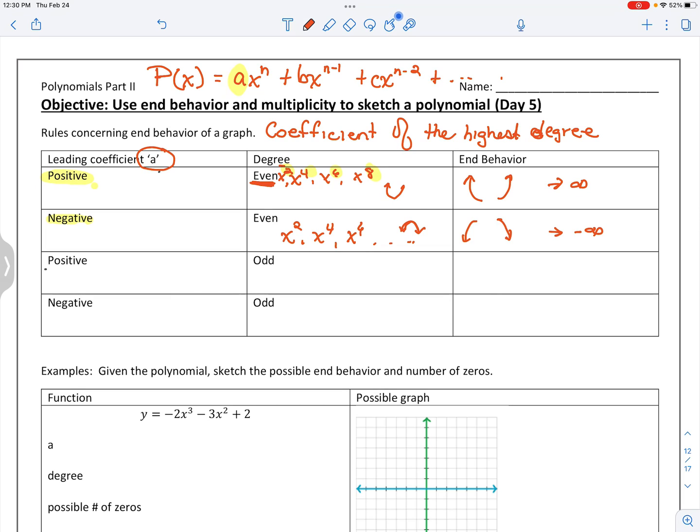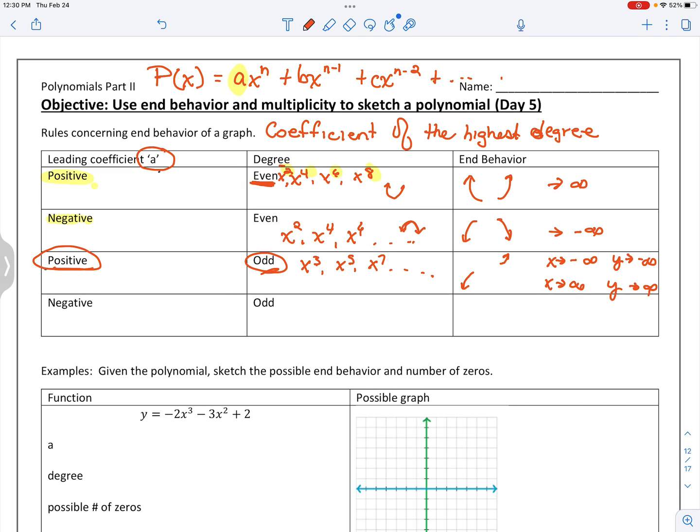Okay, so what does it look like when the degree is odd? So x cubed, x to the fifth, x to the seventh, so on and so forth, and your leading coefficient is positive. Then the left side goes towards negative infinity, and the right side goes towards positive infinity. So as x goes towards negative infinity, y goes towards negative infinity. And as x goes towards positive infinity, y goes towards positive infinity.